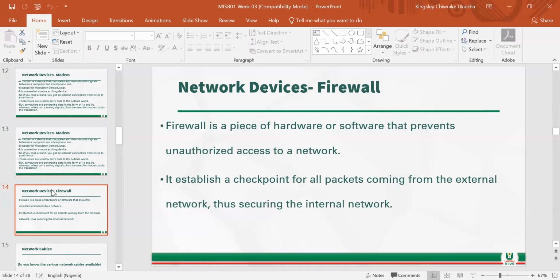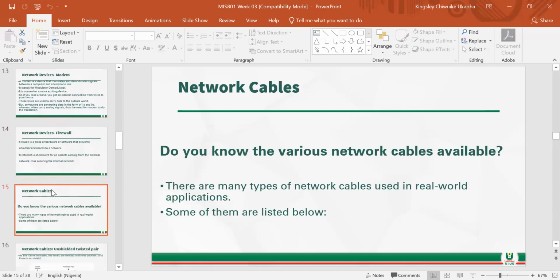Firewall, another one, is a piece of hardware or software that prevents unauthorized access to a network. It could be hardware, it could be software, or both. It establishes a checkpoint for all packets coming from the external network, thus securing your internal network. Those are the network devices we'll be talking about.